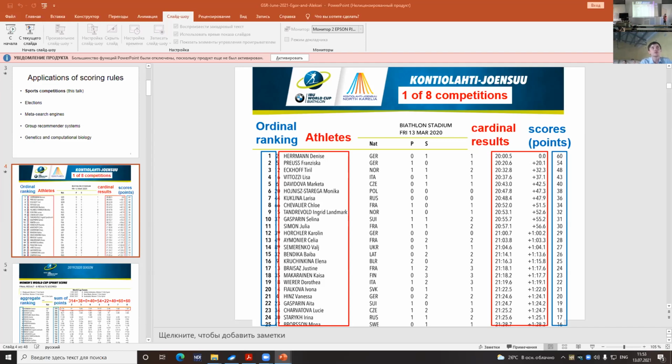And the organizers use purely ordinal procedures, which means that as an input they took only ordinal rankings. So the only available information for the scoring rule is that Herman was the first on the finishing line, Preuss was the second, Eckhoff was third. And so for this pure ordinal ranking, the time of Preuss is relevant only if she was behind Herman and above Eckhoff.